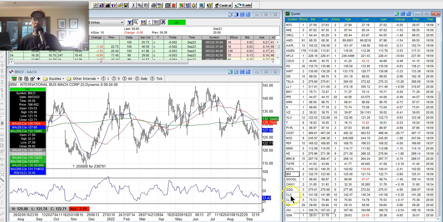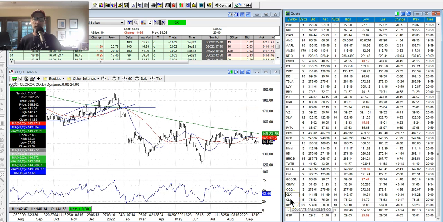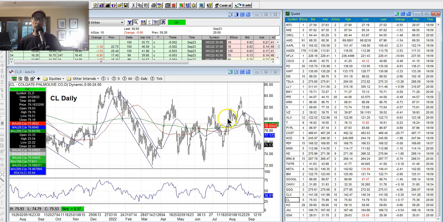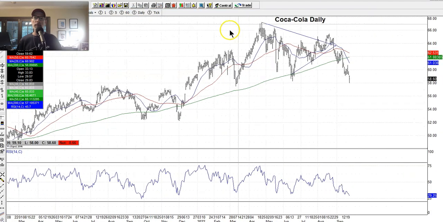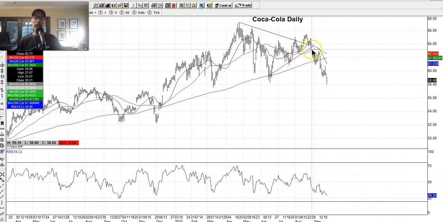And the rest of these, Clorox hanging in, sort of. Colgate, sort of trading sideways. Coca-Cola we looked at. Oh no, Coke we didn't look at yet. Let's look at Coca-Cola. Another stalwart. You can see the congestion pattern that I drew here, and now it's fallen through. It's fallen through the 200-day, I'm sorry, it's fallen through all the moving averages. So Coke getting pretty weak here.